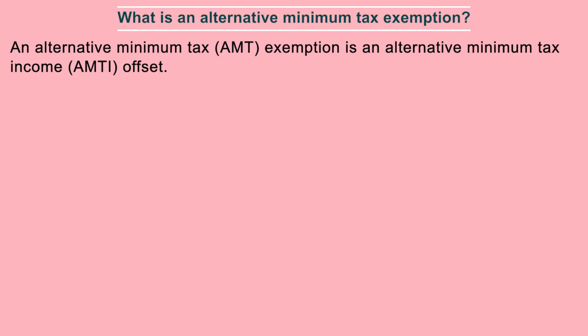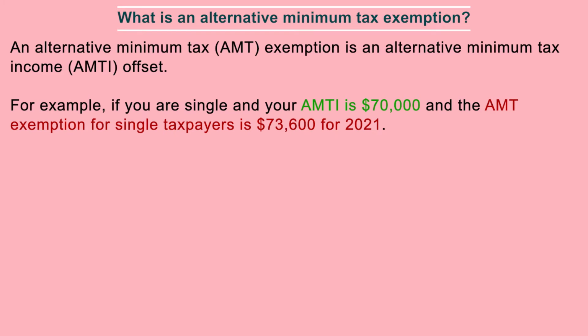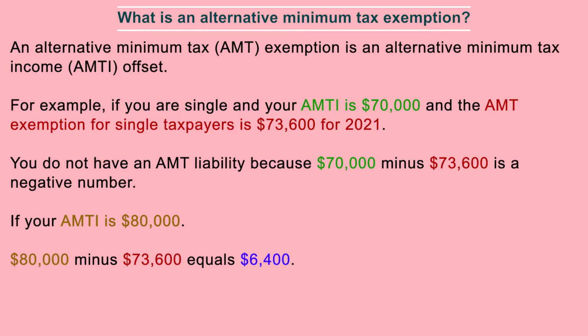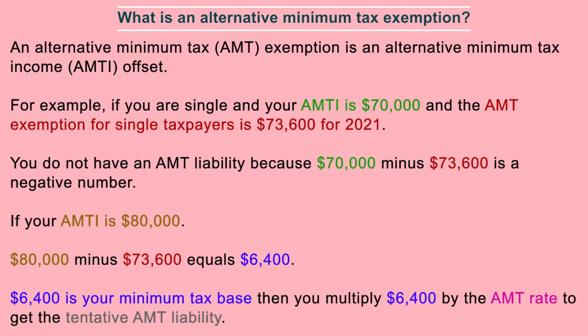What is an alternative minimum tax exemption? An alternative minimum tax exemption is an alternative minimum tax income offset. For example, if you are single and your AMTI is $70,000 and the AMT exemption for a single taxpayer is $73,600 for 2021, you do not have an AMT liability because $70,000 minus $73,600 is a negative number. If your AMTI is $80,000, $80,000 minus $73,600 equals $6,400. $6,400 is your minimum tax base.